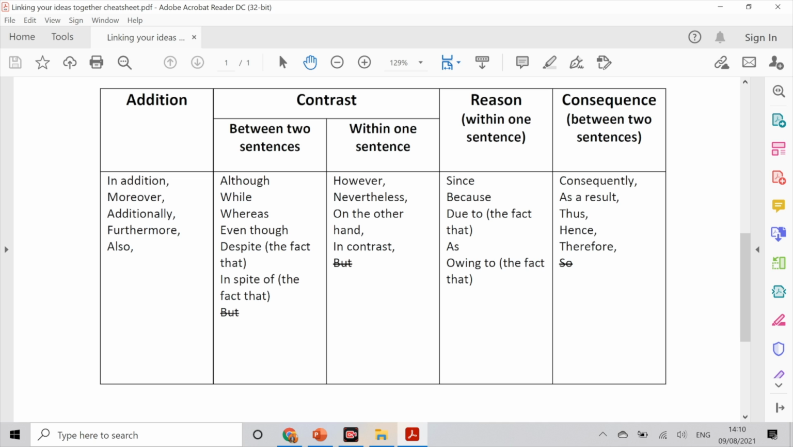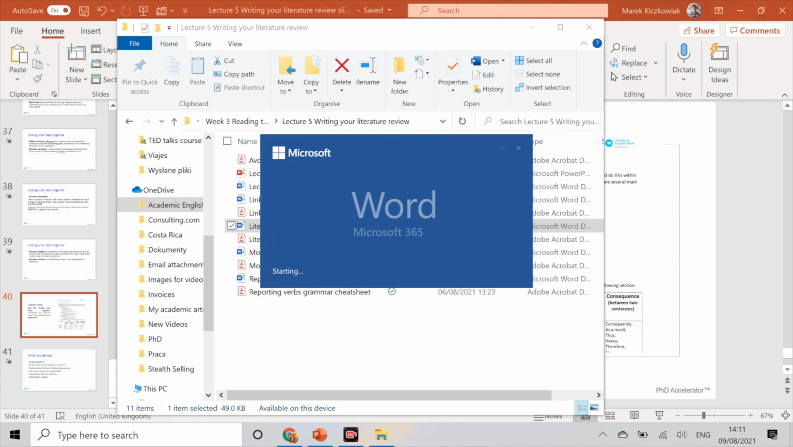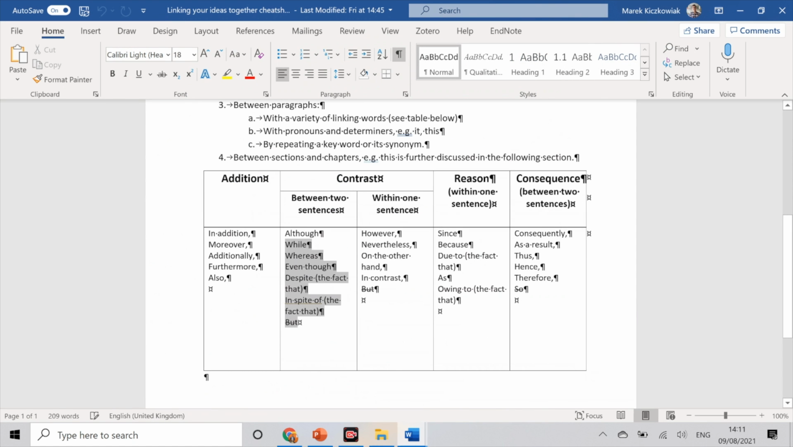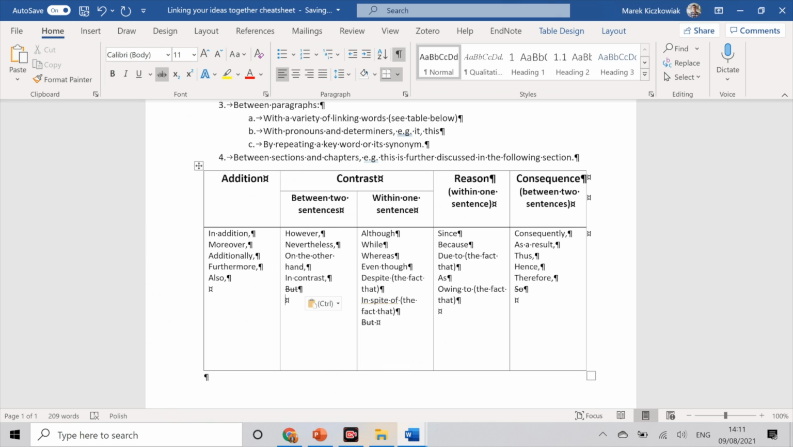In terms of contrast, notice that we can have contrast between 2 sentences. This is actually, sorry, this is the other way around. I need to correct it because it's not correct. Linking your ideas together cheat sheet. Right, sorry about that. It's actually the other way around. So this is to link ideas within one sentence, and then these are to link ideas between 2 sentences, right? It should be like that.